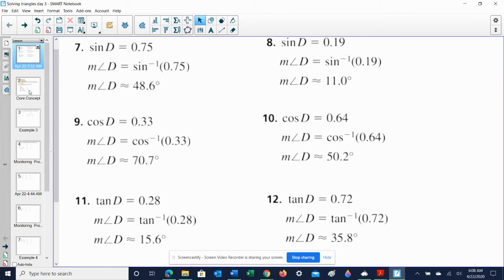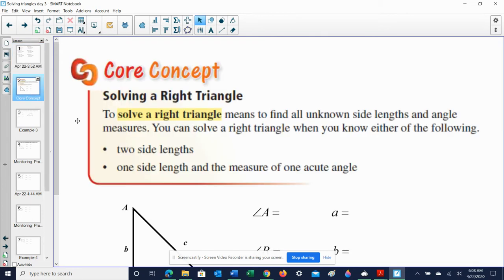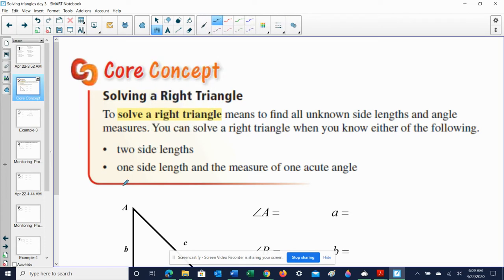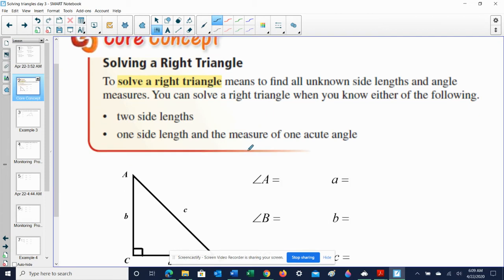Well, we're going to put all this together by solving a right triangle. To solve a right triangle means to find all unknown angles and side lengths. And you can do that when you know either of the following: two different side lengths, or one side length and the measure of one of the acute angles.